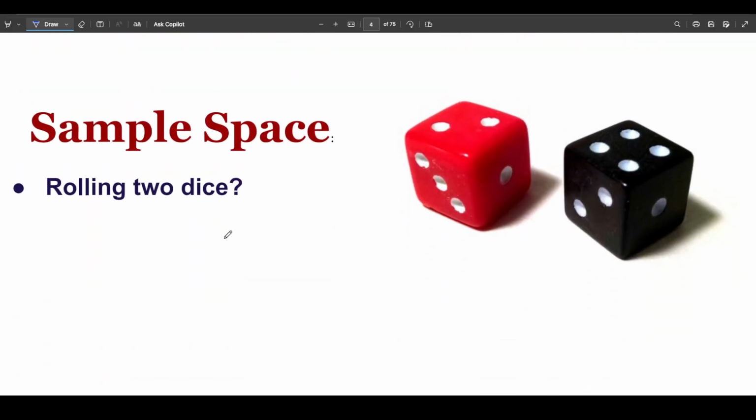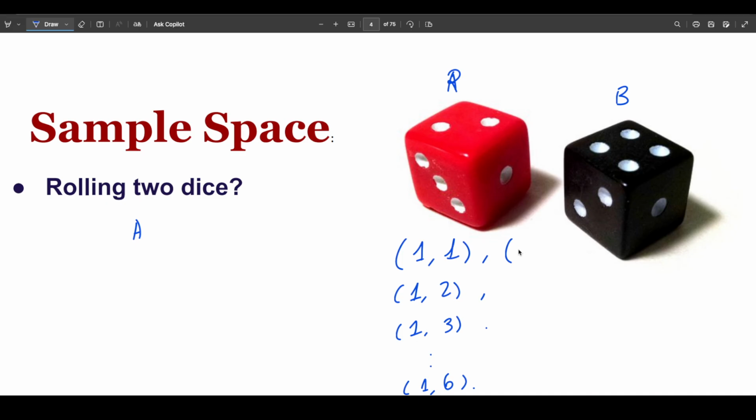What about rolling two dice, for example? Let's say that your experiment is rolling two dice at the same time, the red die and the black die. So one possible case is that you can have one for red, one for black. One for red, two for black. One for red, three for black, up until one for red and six for black. Another case can be 2 for red and 1 for black, up until 2 for red and 6 for black.